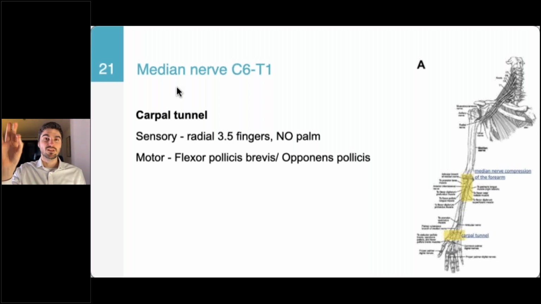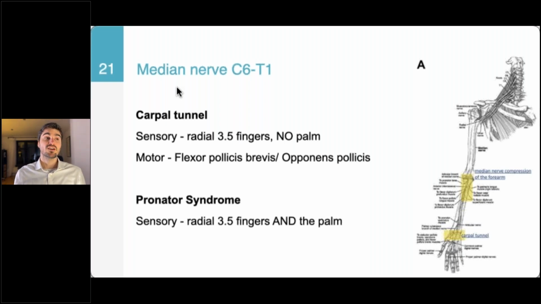Now the nice thing to remember with this is if the injury isn't at the carpal tunnel, but it's maybe the pronator teres syndrome, it's very similar. It's can you make an OK sign? So with this, it's flexor pollicis longus. So this is a branch of the median nerve called the anterior interosseous nerve. It's purely motor. Now, pronator teres syndrome is right up here. It's where the nerve is going through the two heads of the pronator teres, and it can get compressed there.